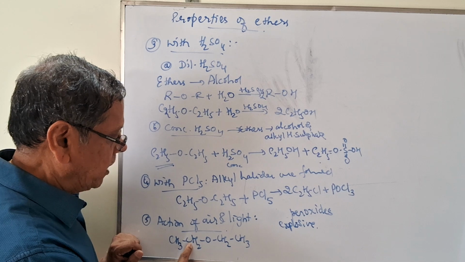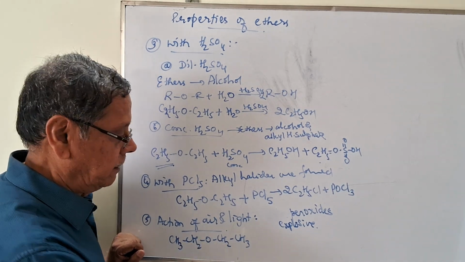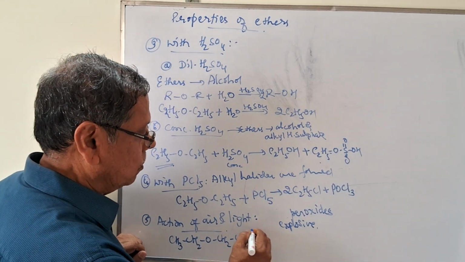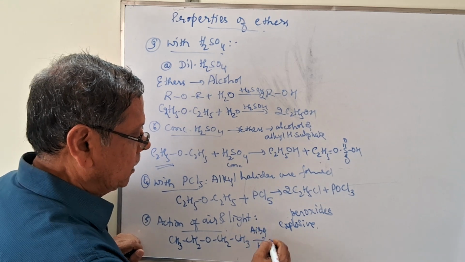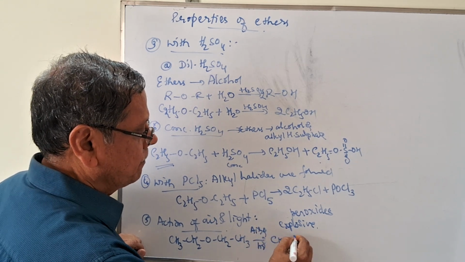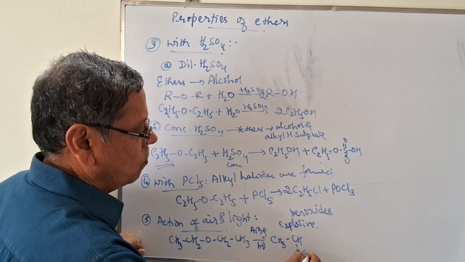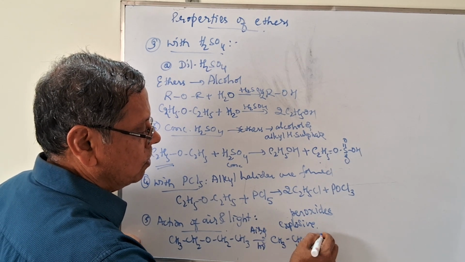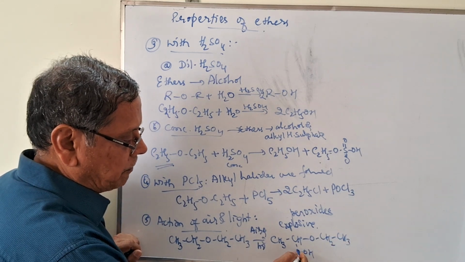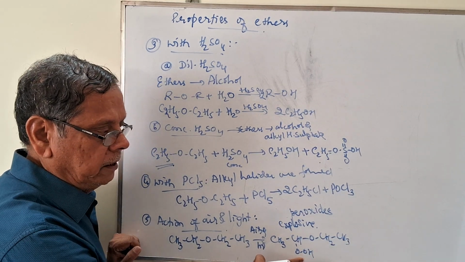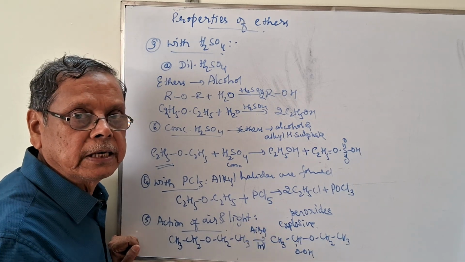This alpha carbon atom will be converted to peroxide. So by the action of air and light, it will give rise to CH3, CH, OOH, O, CH2, CH3. Because of the presence of this peroxide bond, it is actually explosive in nature.